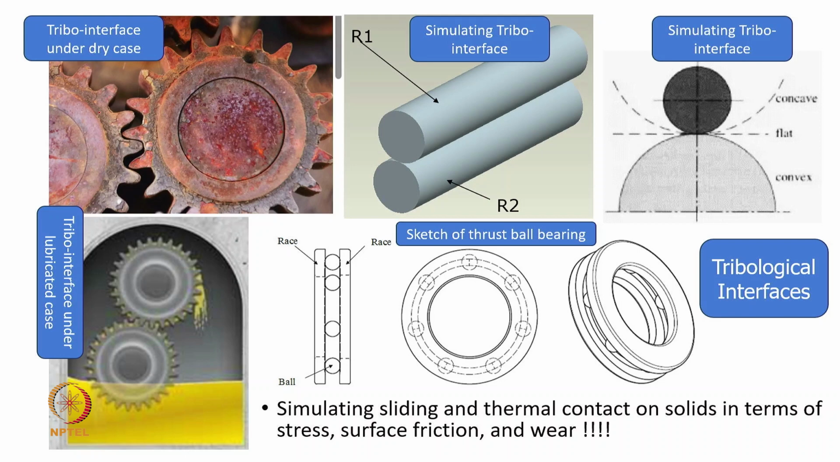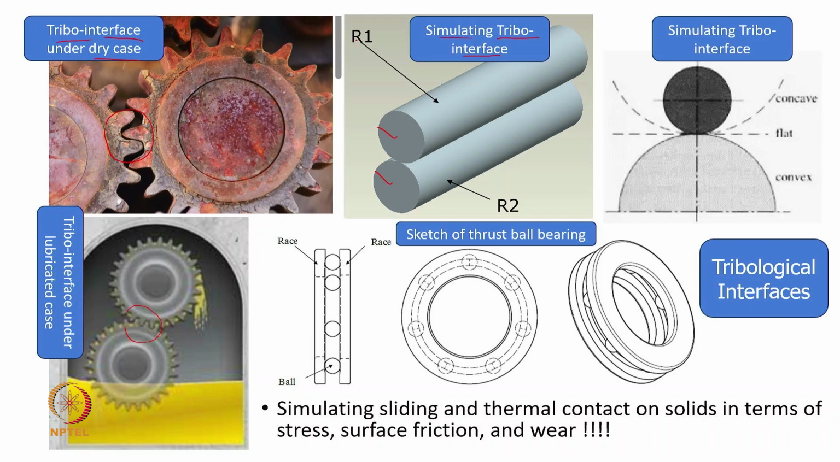You can see here a gear pair picture, and we can say this is a tribo interface under the dry case. There's no lubrication, and under the moisture case it has got corroded. Now we have another picture showing a tribo interface under the lubricated case, because this yellow color is a lubricant and we are able to see the lubricant at the interface. To simulate any of these gears, we often use two cylinders in contact. So that's why we say it's a simulated tribo interface.